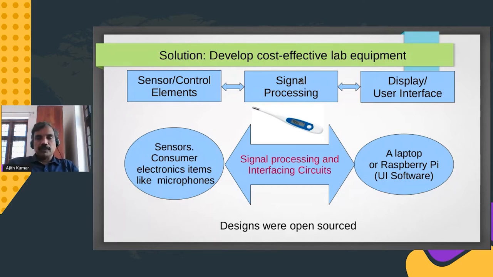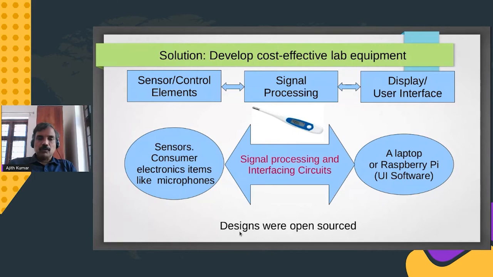As a cost-cutting measure, what we thought is, let us not do this part. Let a computer take care of the display and user interface, and the signal processing along with some interfacing circuit. So we make only this middle portion. For sensors, we use whatever is available in the market, like consumer electronics, where a lot of sensors are available, and try to use them to design science experiments that can be used mainly at BSc level, which we targeted. Later on, it has spread to higher secondary and other levels.